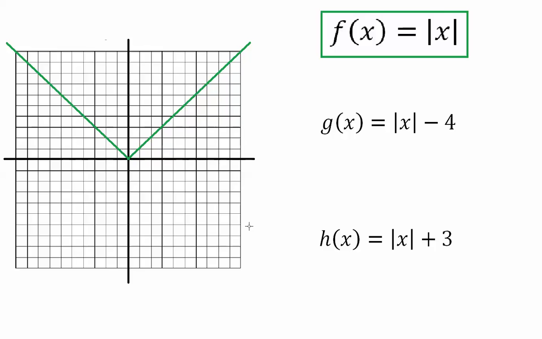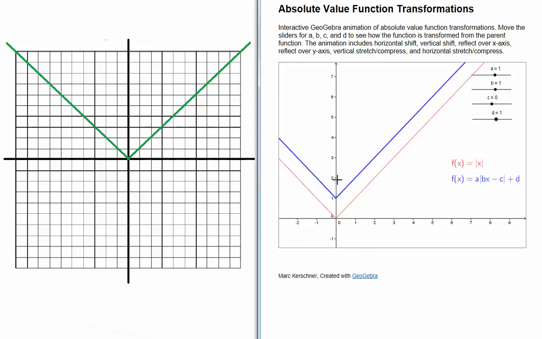Alright, in this video we are going to figure out what happens whenever we add or subtract numbers or values outside the absolute value bars. So we have our standard f of x equals the absolute value of x graphed right here. The vertex is in the center, 0, 0, the origin.